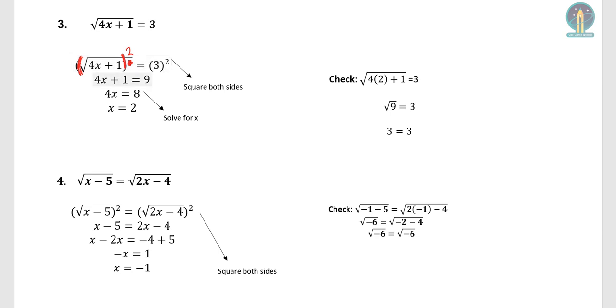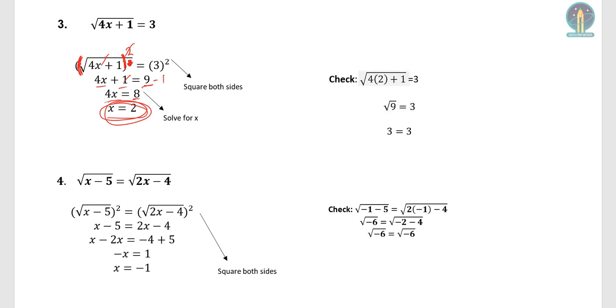Okay? So the square root of 4x plus 1 all squared is, we get rid of the radical with the square, and then we get 4x plus 1, and on the other side we have 3 squared, which is 9, and then just solve. 4x equals 9 minus 1, which is 8. So x equals 8 divided by 4, which is 2. Okay? And again, you can always check to make sure that you've got the right solution.